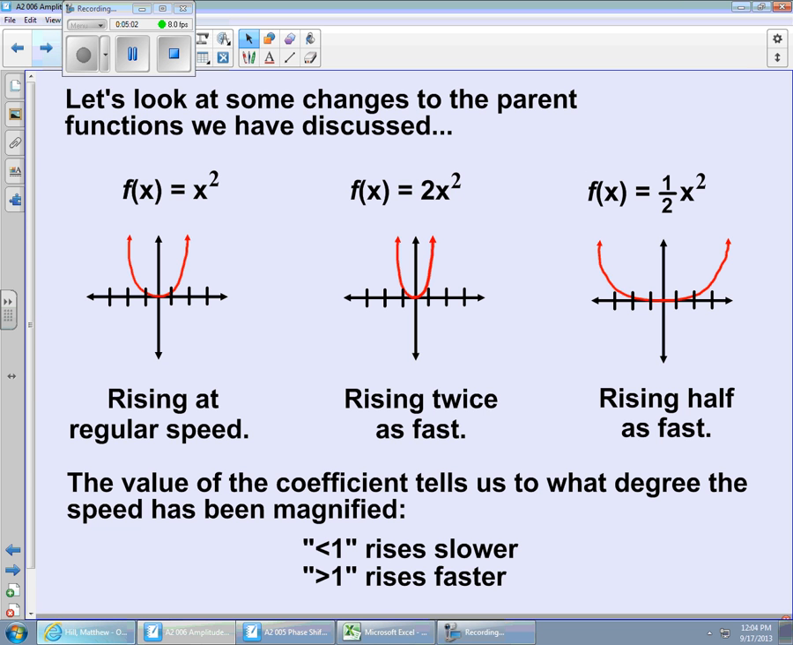Okay, but when you start changing that 1 into a number smaller than 1, by smaller than 1, I mean between 0 and 1, that's going to cause the graph to rise slower than it would have. And if you take that 1 and start making it bigger numbers, 2, 3, 19 and a half, stuff like that, the bigger it goes, the faster the graph is going to rise.